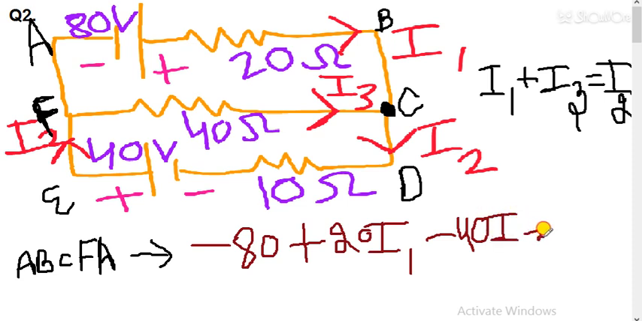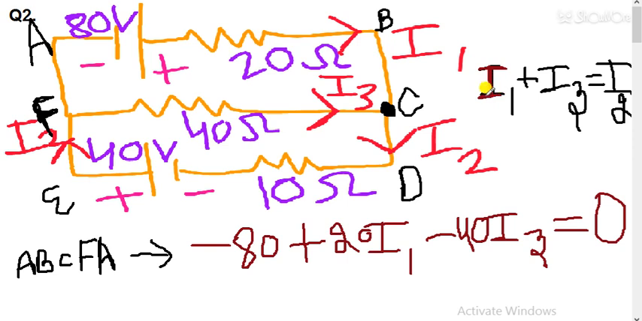Then anything else is there? 40 is distance, then F point, then we're going back to A. So it is equal to 0. Sum of all the voltages in a closed circuit is equal to 0. This is Kirchhoff's second law. Kirchhoff's first law states that current moving into a point is equal to current moving out from that point.